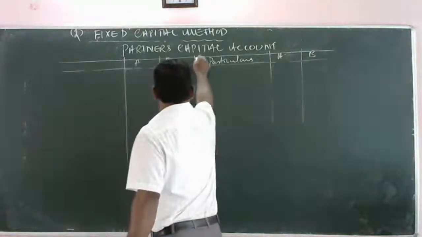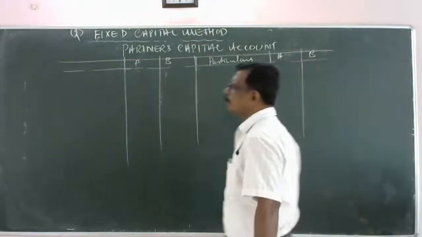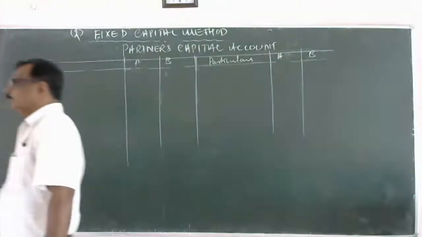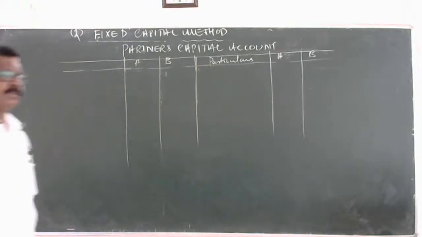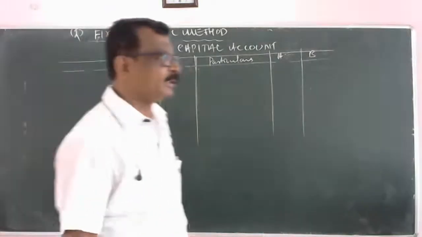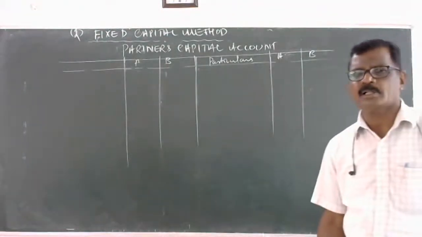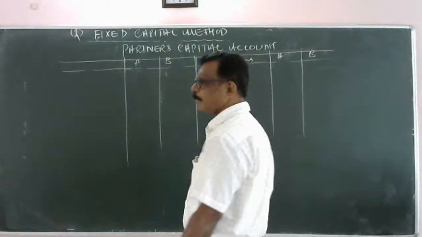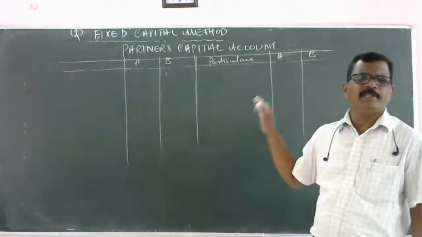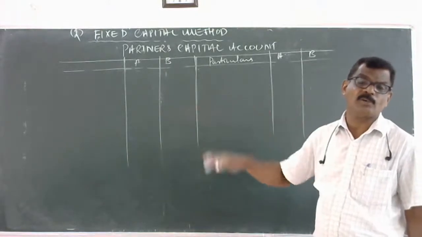It is because the adjustments are made in the partners current account itself. All other adjustments are made in the partners current account: interest on capital, drawings, interest on drawings, salary, commission, everything is made in the partners current account. So if you prepare partners capital account, the entries will be only on opening capital, additional capital or capital withdrawals.